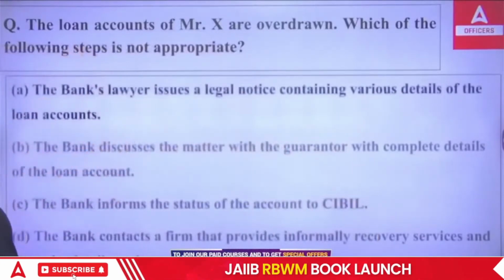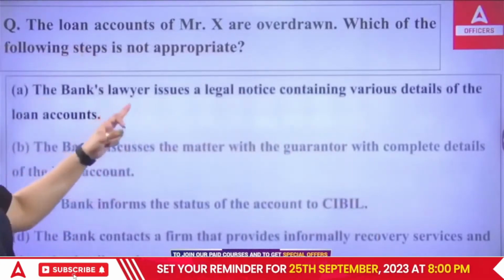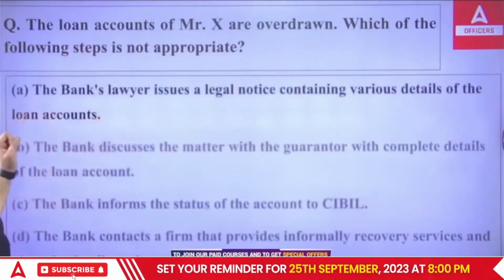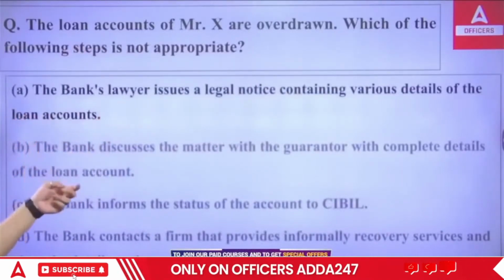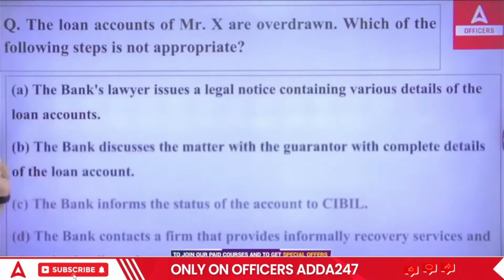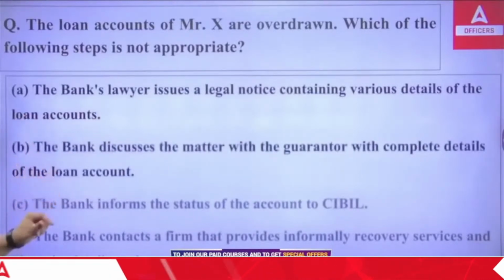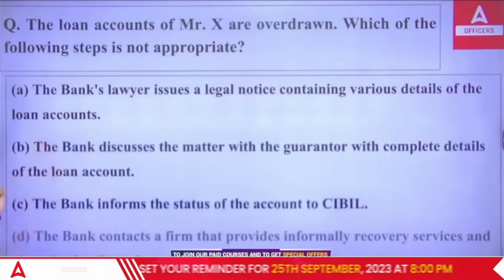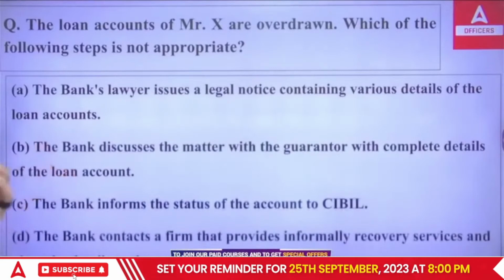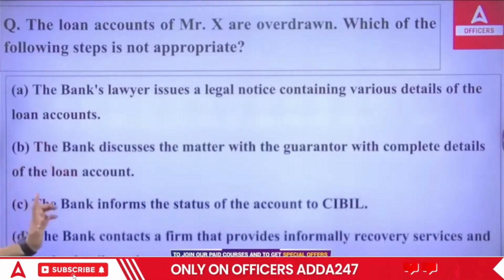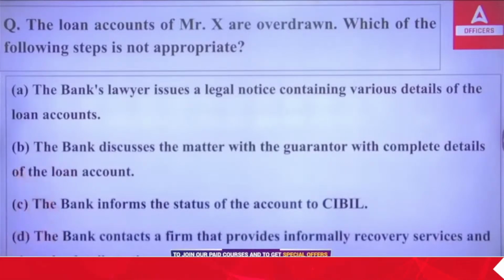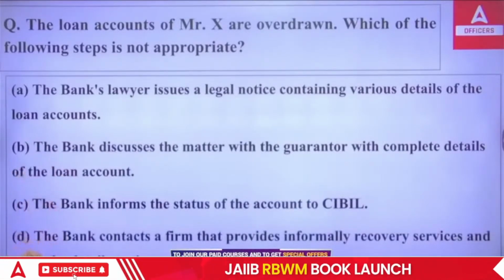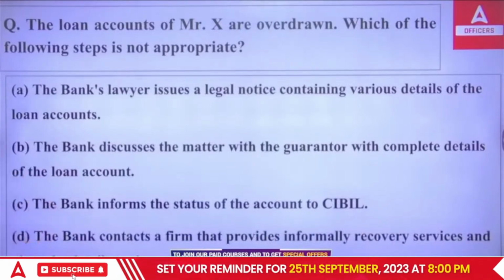First, the bank's lawyer issues a legal notice containing various details of the loan account. Second, the bank discusses the matter with the guarantor with complete details of the loan account. Third, the bank informs the status of the account to CIBIL. Fourth, the bank contacts a firm that provides informal recovery services and gives the details to them. So out of these four situations, which of the following is not a right step to be taken?